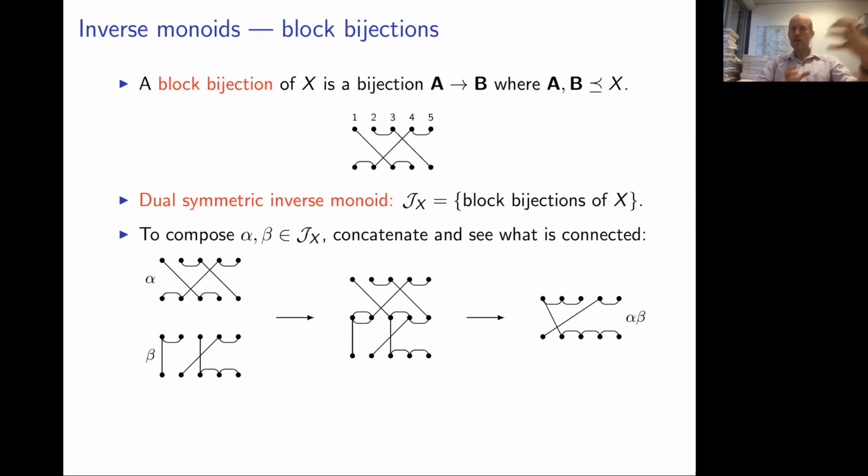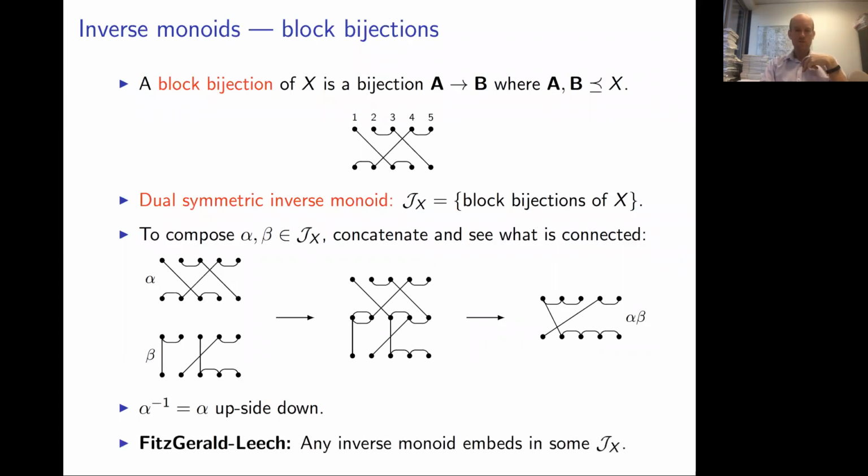You just stack your graphs together and you see what's connected now. So now some of these blocks might get joined up in a fairly complicated way in the middle row, but you always end up with a block bijection back. You can turn a picture upside down to obtain an inversion operation, and there's a similar representation theorem due to Fitzgerald and Leach with respect to these things. So these give a dual approach to inverse monoids.